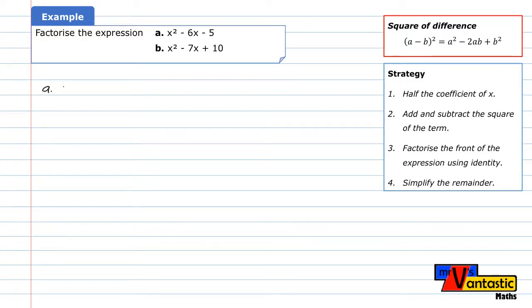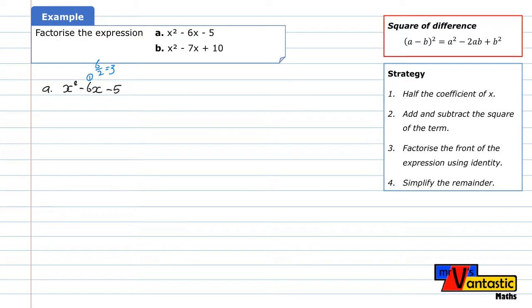So first up, we're starting with x squared minus 6x minus 5. And we're going to focus on the number in front of the x, and we're going to halve that. So the half of 6 is 3. So our key number now is 3.